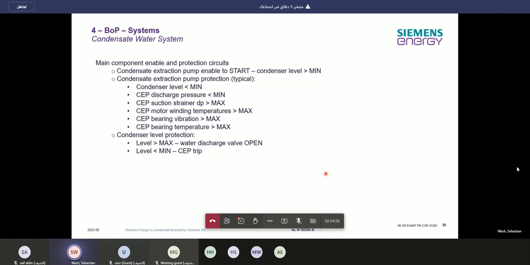Okay, that's for this part so far. The next one is the cavitation, but I would say we're making a short break here. So until 4:15, a 15-minute break. And then we go on a little bit with the condensate water system, and probably to the next system afterwards.